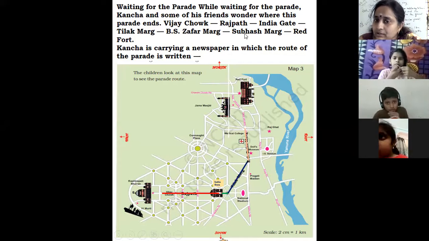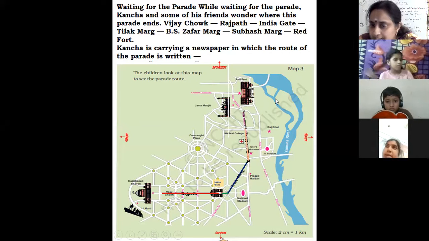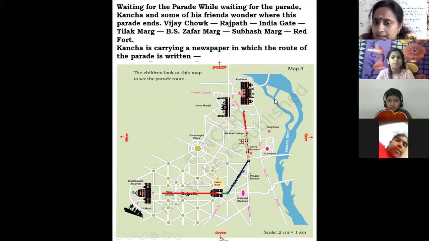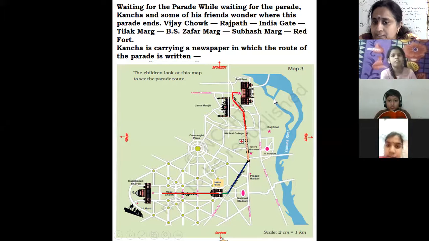Next, Subhash Marg. So this is also Subhash Marg, and that one also Subhash Marg. Up to here, this is Subhash Marg, the red color one. After that, Red Fort. We got Red Fort.